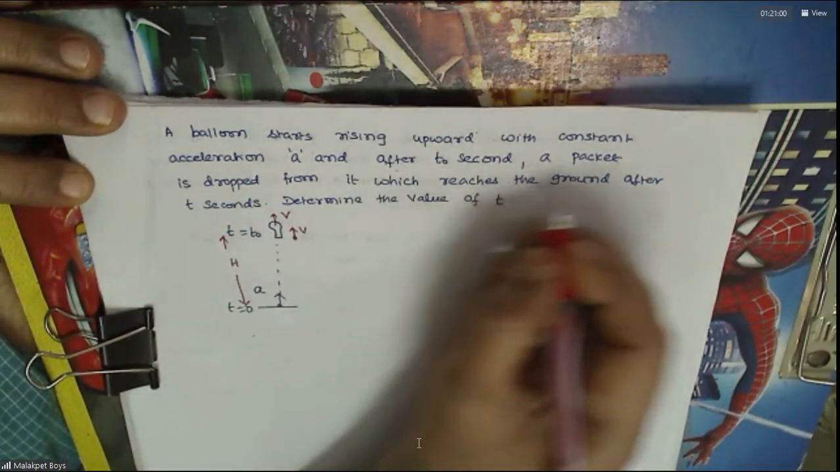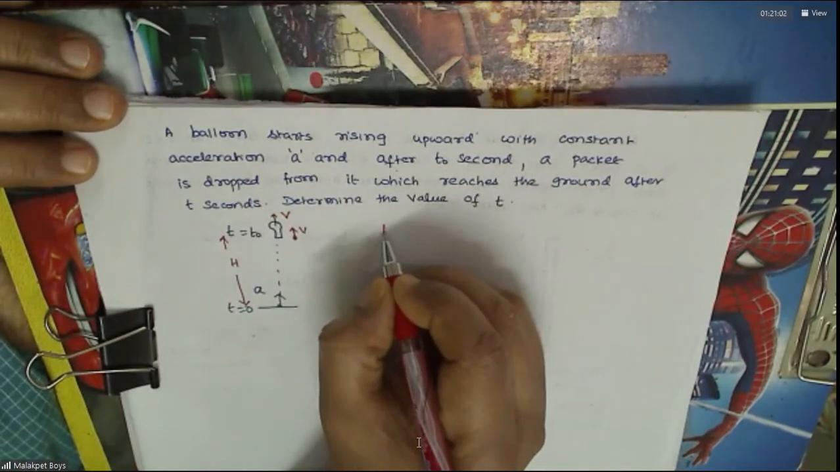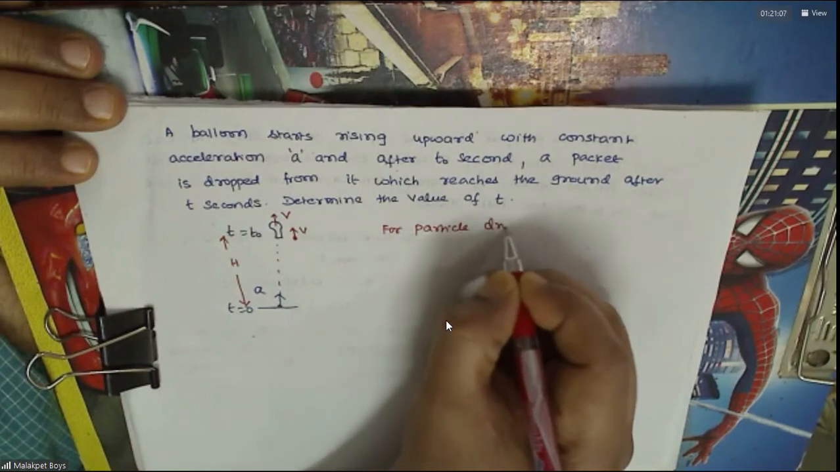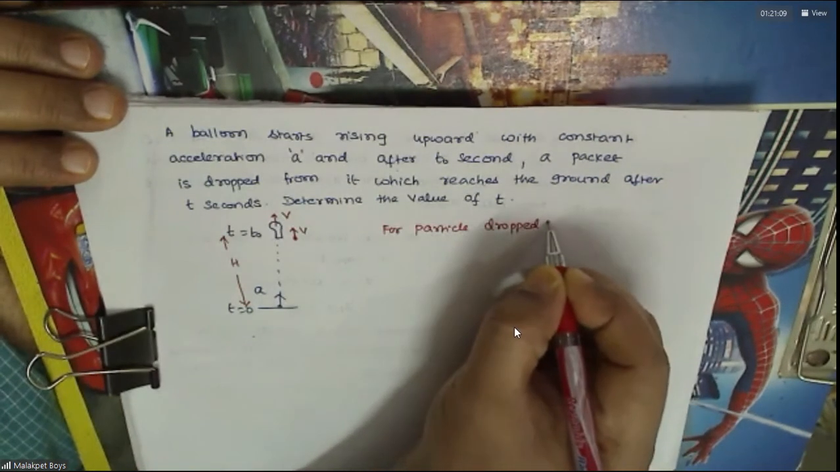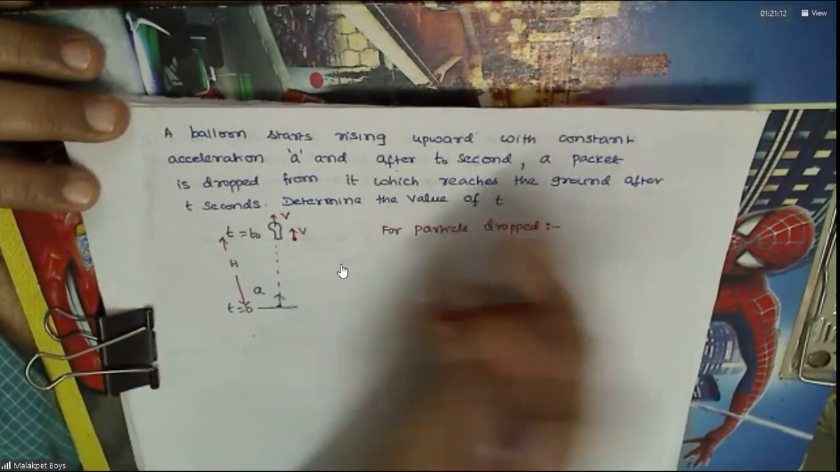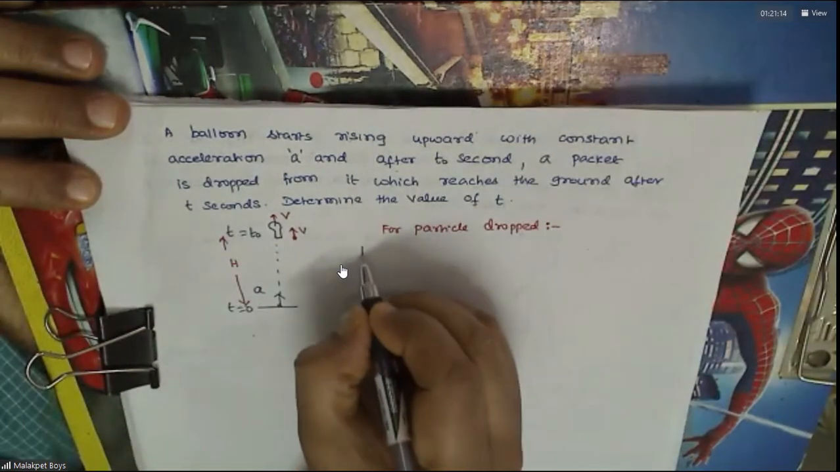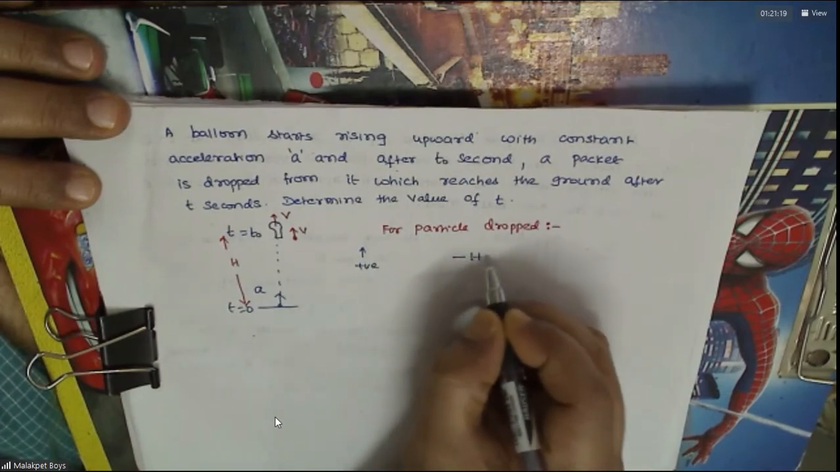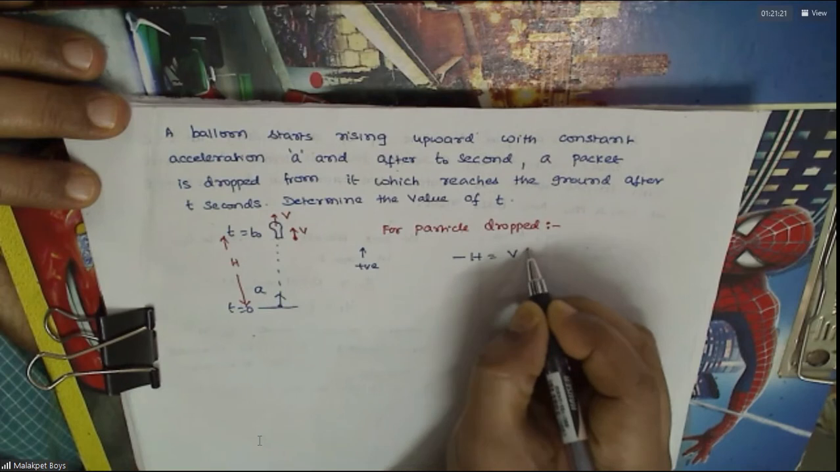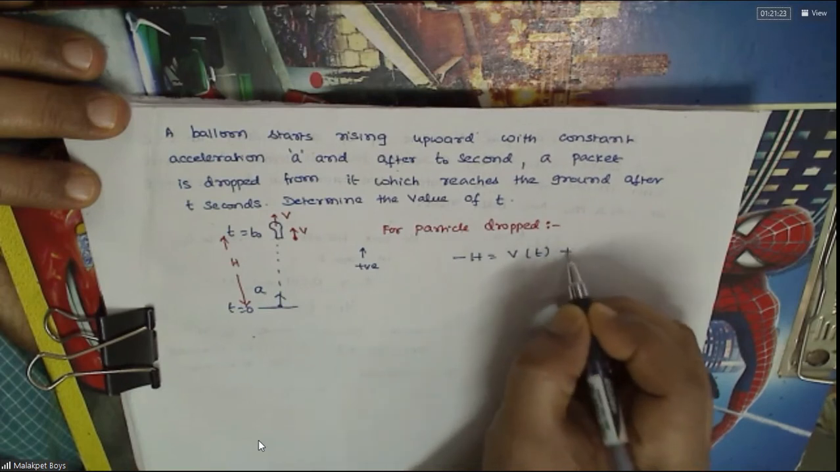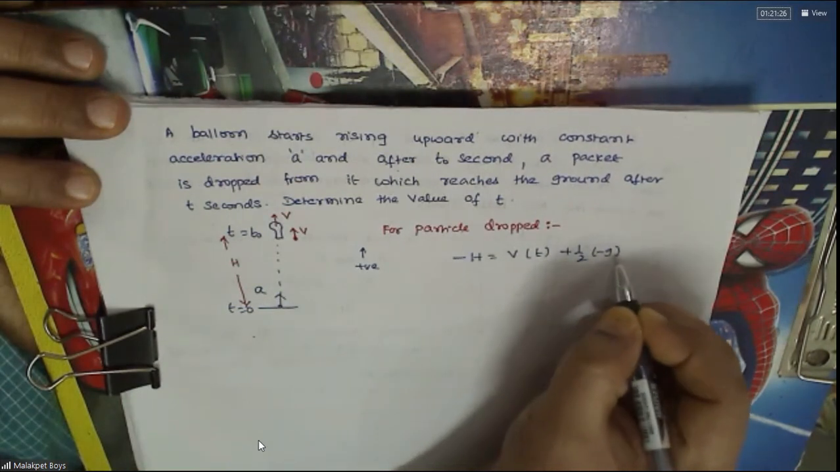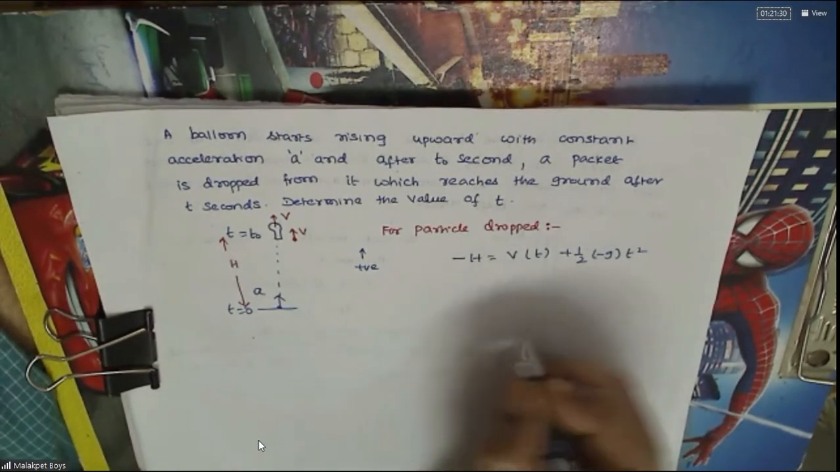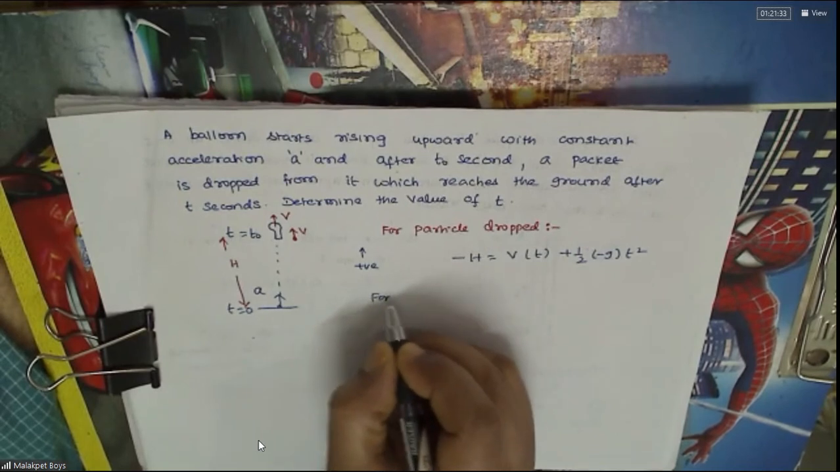He is asking to determine the value of t for the particle dropped. If we take upward as positive, you have minus h is upward, half minus gt square. Do you agree with this? Followed? Yes, sir.